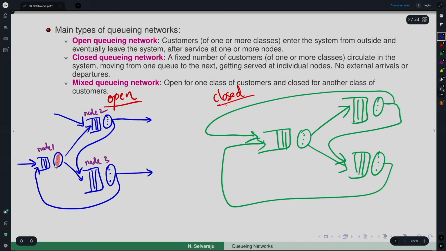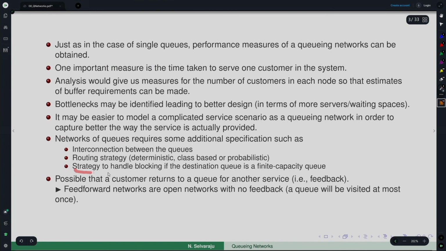If your decision is that he has finished service here, but he has to move there and cannot because it is full, then he will hold on to the server here. He is not getting service, but he is not releasing the server either. So, the server is free in a sense, but it cannot serve the next customer. You have some issue here because of this blocking, as the customer cannot depart from this particular node. This has to be kept in mind. So, the strategy to handle blocking also needs to be specified. These are certain additional requirements.